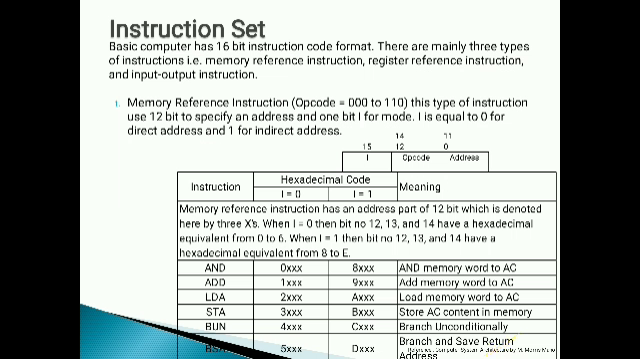Now there are mainly three types of instruction. First is memory reference instruction, then register reference instruction, and third is input output instruction. In memory reference instruction, opcode varies from 000 to 110. It means 0 to 6. So a total of 7 opcodes are there, 7 instructions in this instruction set.